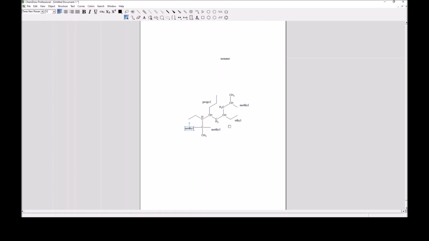And then I have another ethyl group over here. Okay, so 1, 2, 3, 4, 5, 6. I've got my 6 labels for all of my substituents. And so now I'm going to take these, and I've got to come up with a numbering pattern for this.